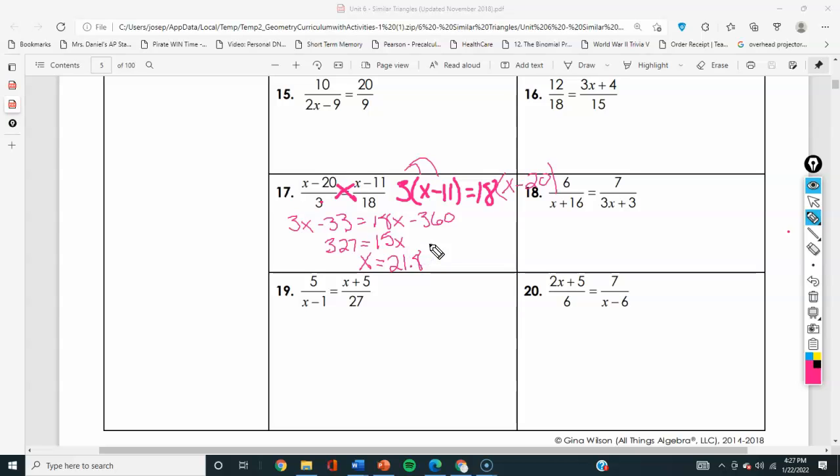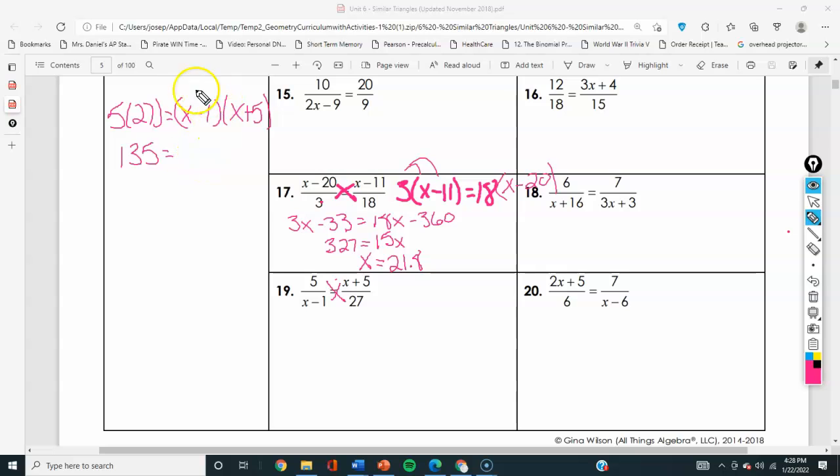Alright, this next one we're going to get really wild. I'm gonna use the side box actually. Alright, let's try 19 out. I'm gonna cross multiply, right? So I'm gonna do 5 times 27 equals x minus 1 times x plus 5. This is gonna be a tricky little thing right here. So 5 times 27 is 135.